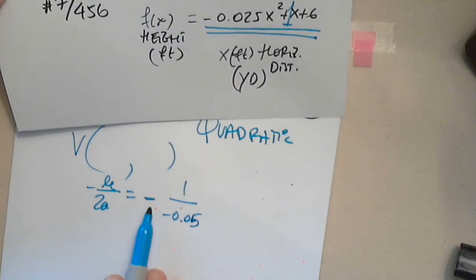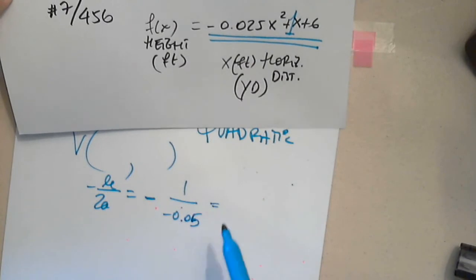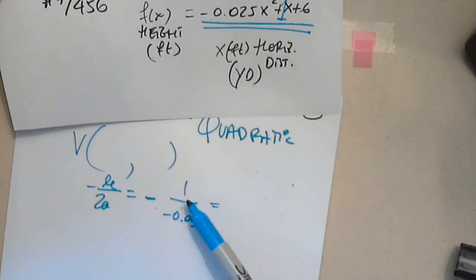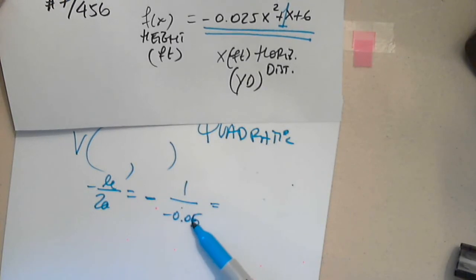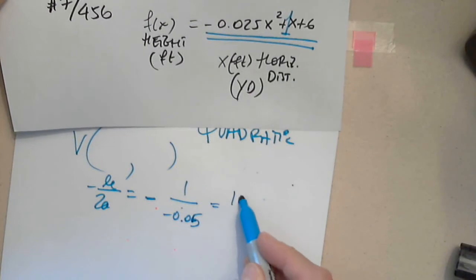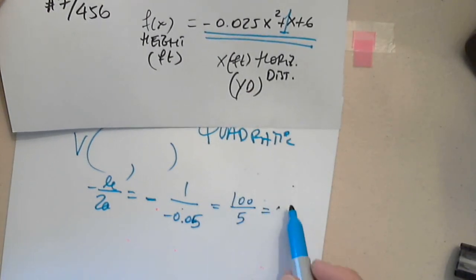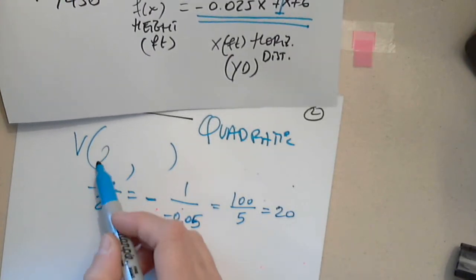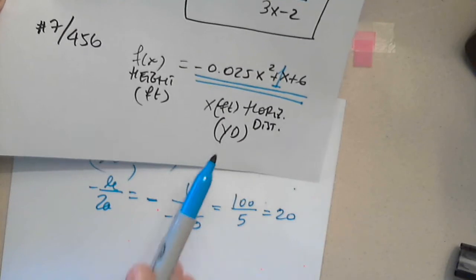Obviously, the distance has to be a positive number, and it will be. So the easiest thing, you can use the calculator, but we always have to remove decimal numbers by multiplying the top and the bottom by 100. So then I have 100 divided by 5. So obviously this is 20. And this is x. We're talking about 20 yards.